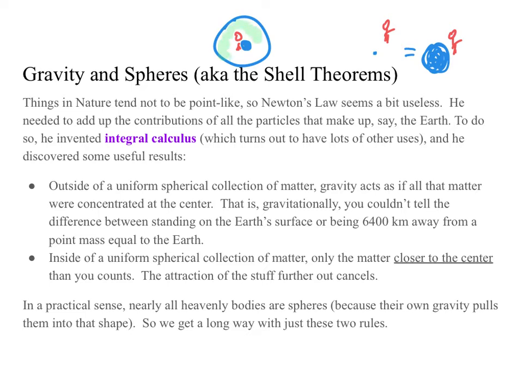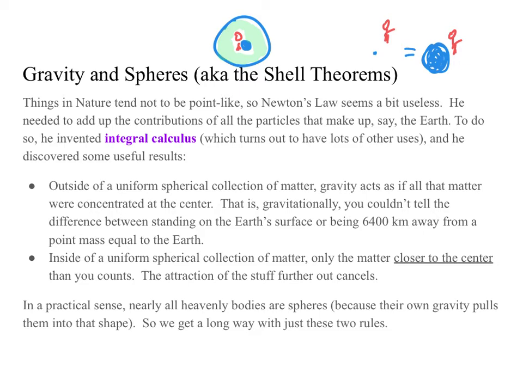So none of this stuff exerts a net gravitational force on you. It turns out what the calculus tells you is that all the little bits of mass in here have people on the other side of you pulling in such a strength so as to cancel out, so that only the stuff at the center, closer to the center than you, ends up counting.